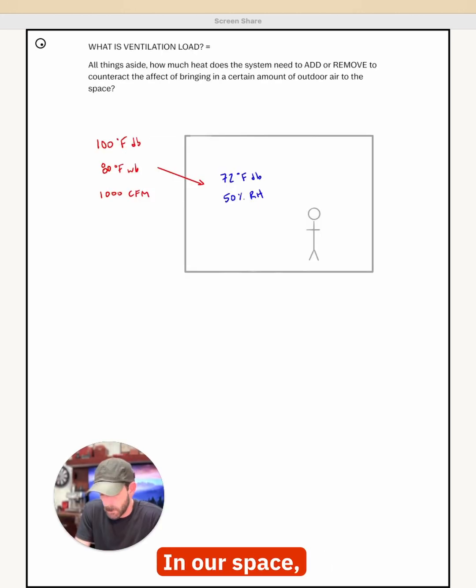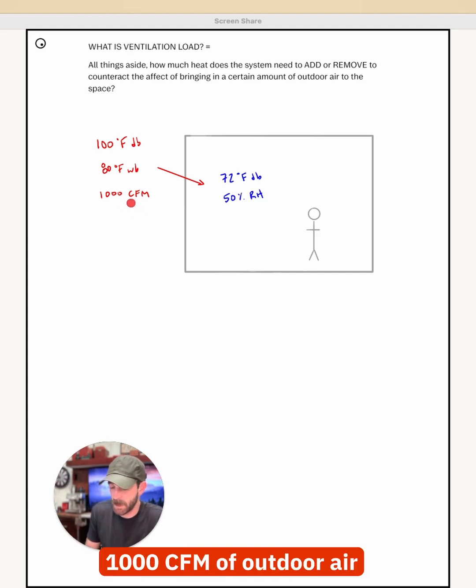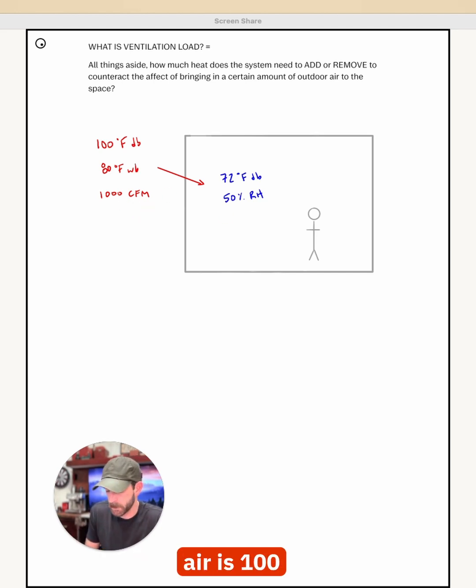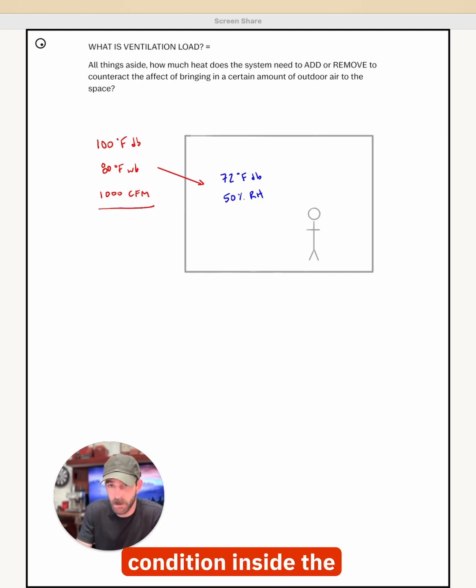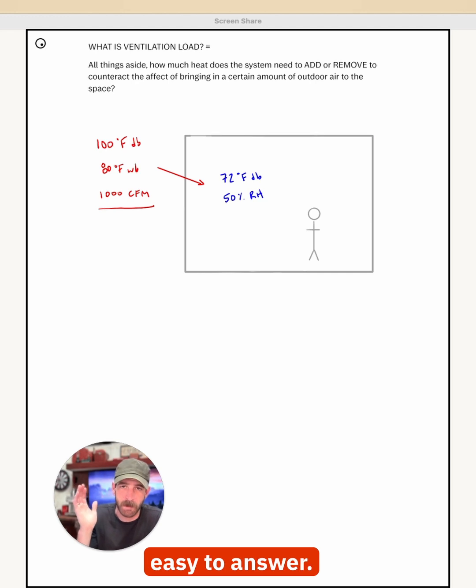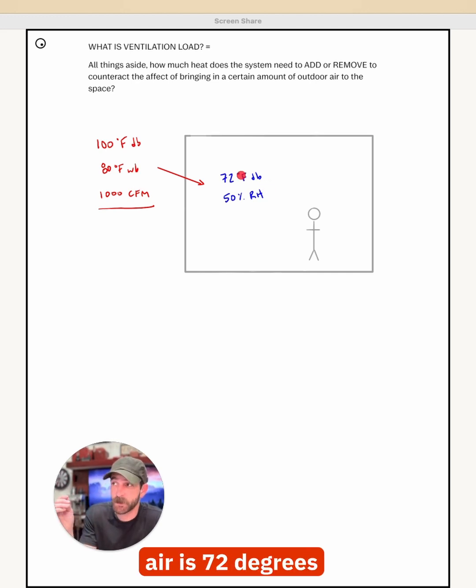Let's use this example. In our space, we have a desired indoor air condition of 72 degrees dry bulb and 50% relative humidity. Now, per requirement, let's say we need to bring in 1,000 CFM of outdoor air, and that outdoor air is 100 degrees dry bulb, 80 degrees wet bulb. What is the ventilation load? Another way to ask this is, what condition do we need to get this 1,000 CFM of outdoor air to such that its effect on the condition inside the space is 0? That should be easy to answer. It needs to be equal to the indoor set point. If this outdoor air is 72 degrees dry bulb and 50% relative humidity, then there is 0 load.